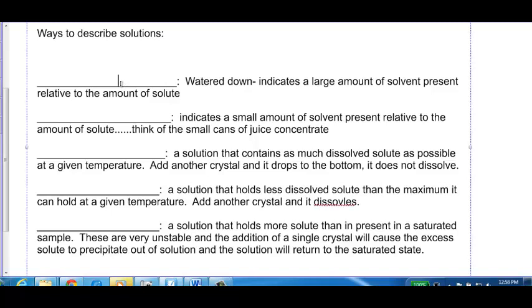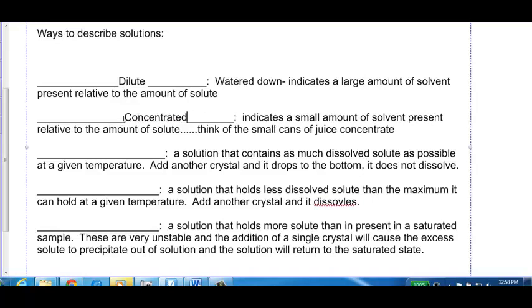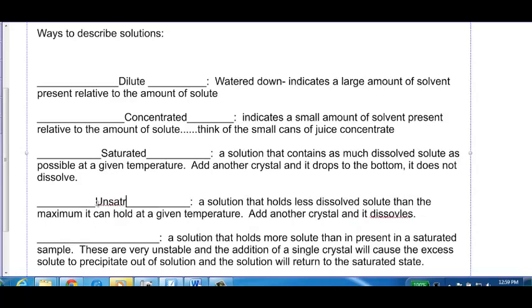Watered down. If you had a lot of water and not a lot of Kool-Aid, you would probably call that drink very dilute. Okay? If you had a lot of Kool-Aid, like maybe too much sugar, and you drank it, you're like, whoo, that's pretty concentrated, right? Concentrated is when you have a lot of solute and not a lot of solvent, okay? It's a concentrated beverage. If you've dissolved as much as you possibly could of your solute, we call that solution saturated, and any more that you add will just precipitate or fall out to the bottom. One where you can actually dissolve more is called unsaturated.